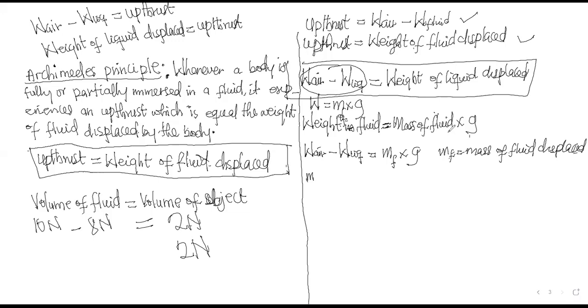So weight is directly proportional to mass. And don't forget, gravity is constant. So when mass increases, weight will also increase. Are we okay? So that is why we are equating the weight of the water or fluid displaced to be equal to the mass of the fluid displaced times gravity. Class, if you have any question, ask before I continue.